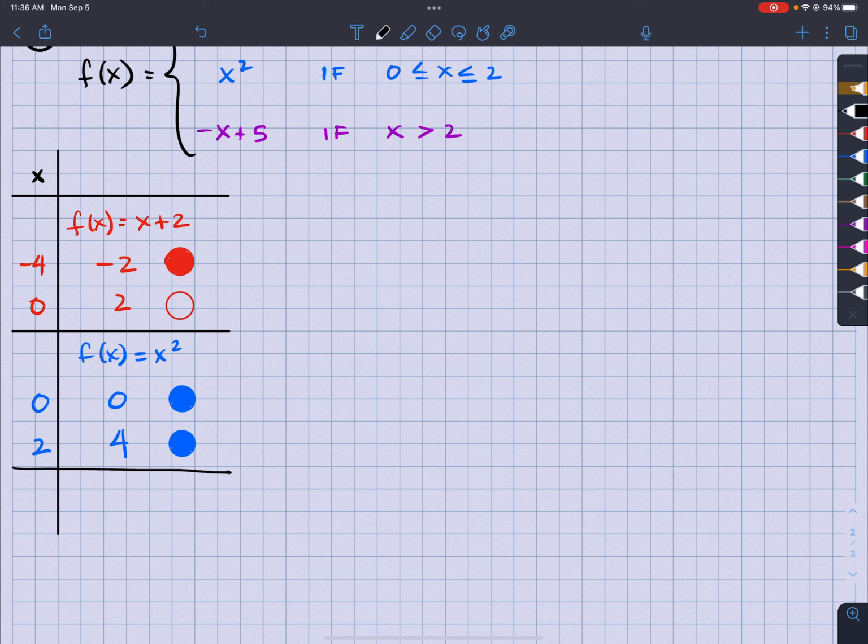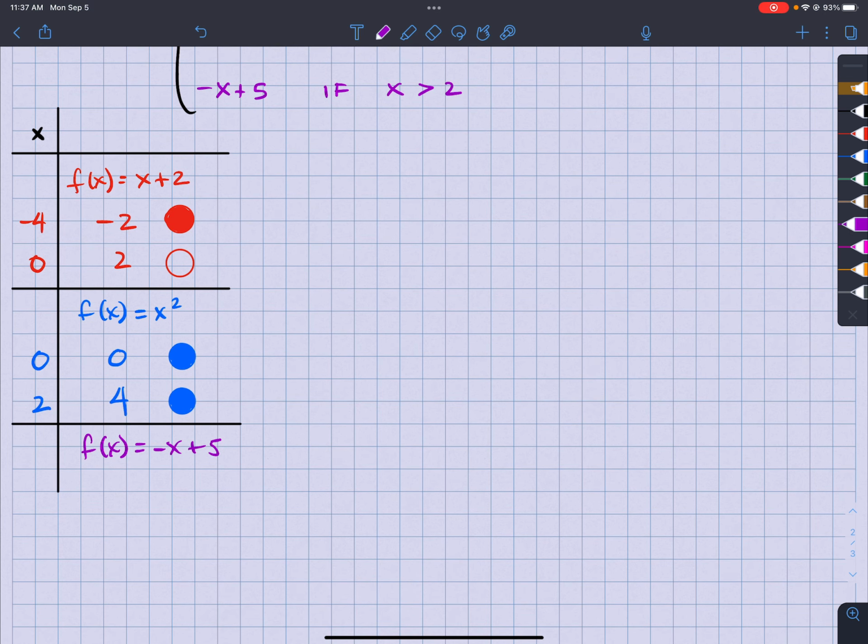Let's take a look. Now the next one says that f of x is equal to -x plus 5. And that is for anything greater than 2. So when it says that and doesn't really have an endpoint, I usually like to plot at least 2 points, if not 3. So let's say I'm going to go 2, because I know that's going to be an open circle. Let's go 3, and let's go 4, just because.